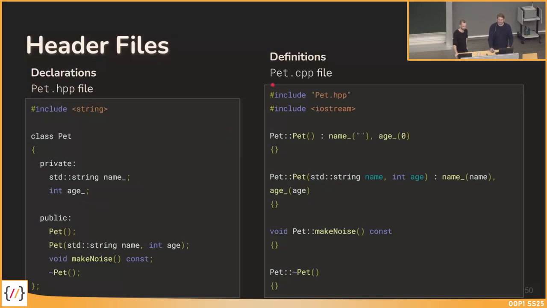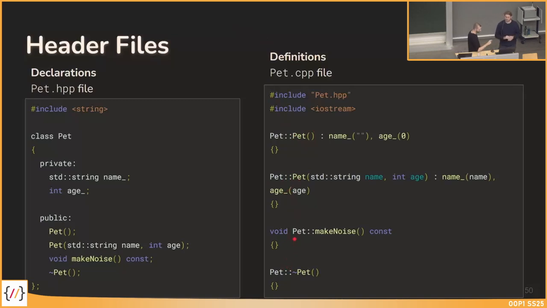Again, it's good practice to name this file the same as the class name. And again, we have the include directive here, where we include the header file, and then we can just put the definitions here. So we have to use the class name, then the scope resolution operator, and then we can, for instance, implement our constructor here. Or we can implement another constructor, or the destructor, or any other method.